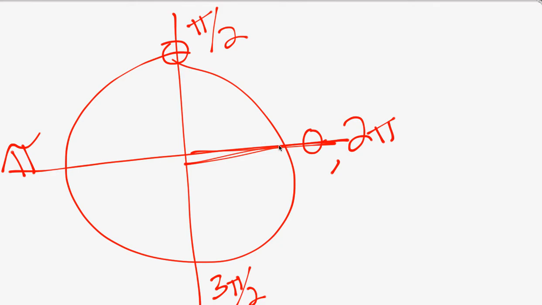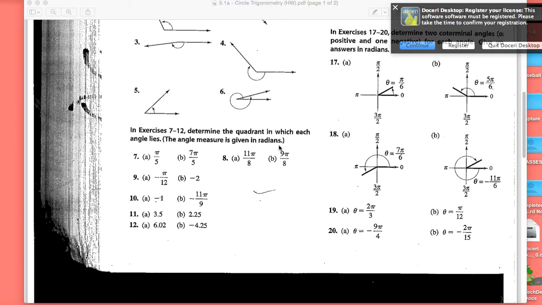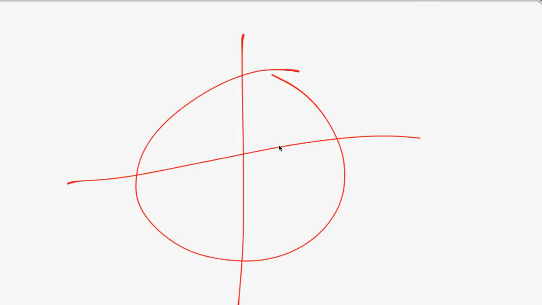So if the question was, let me go back to the question here, pi over 5 and 7 pi over 5. Here we have this again. So pi over 5, this is pi over 2, which is a half of a pi. So pi over 5 is 1/5 of pi, a much smaller fraction than 1/2. So pi over 5 is going to be somewhere in this area, in quadrant 1. The next one was 7 pi divided by 5.